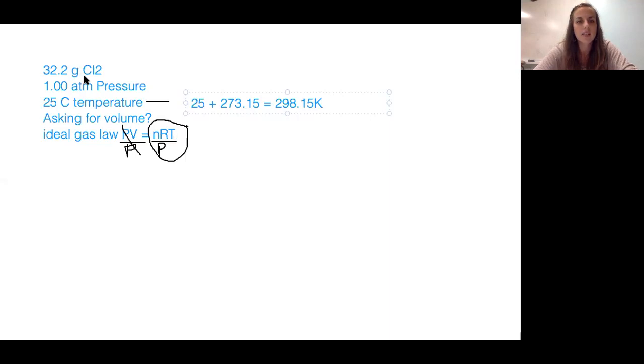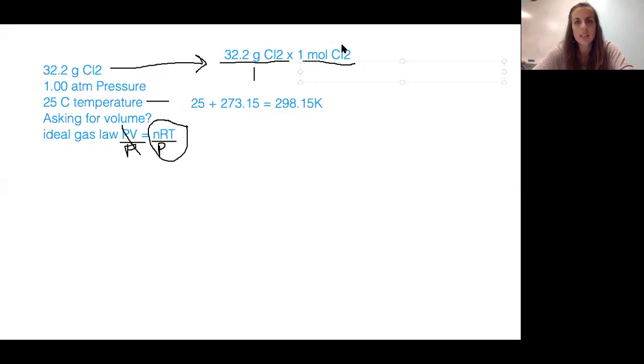All right, next, I need to convert my grams to moles, right? So let's do that next, and I'll write it out here. So we'll do 32.2 grams of Cl2 over 1, times, I'm going to do moles on top because I'm going to moles, 1 mole of Cl2, and then I have to find out how many grams are in 1 mole by looking at the periodic table. This was just easier, sorry.